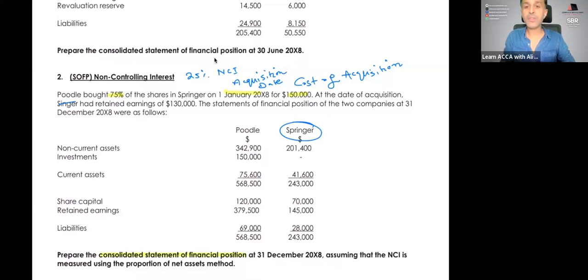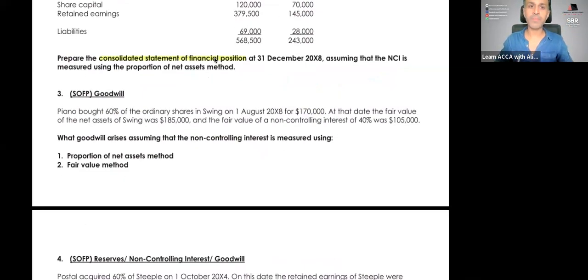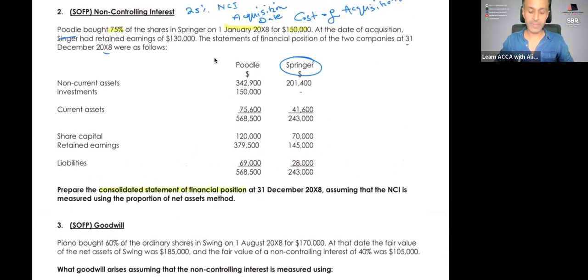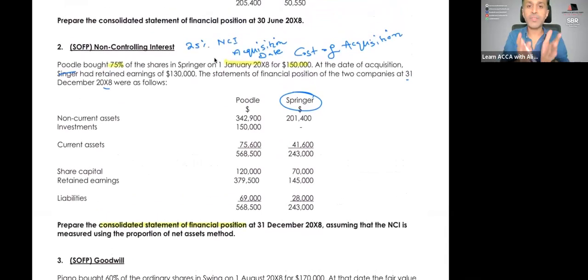The statements of financial position of the two companies at 31st of December were as follows. There are two sets of financial statements provided, one for the parent, the other for the subsidiary. I'm going a lot slower on the first one especially, but by the time I finish the next question we take, I will go a little faster. Even within the revision of this basic, this is the first one, so this will require a bit more time.